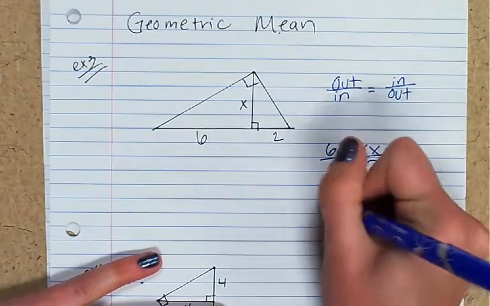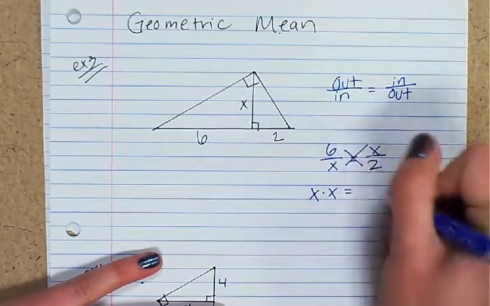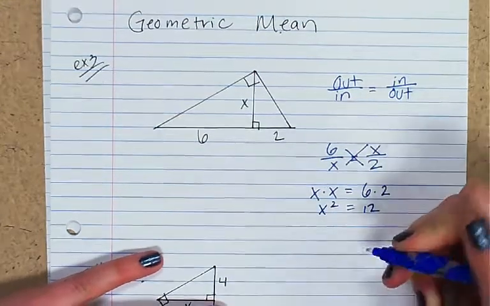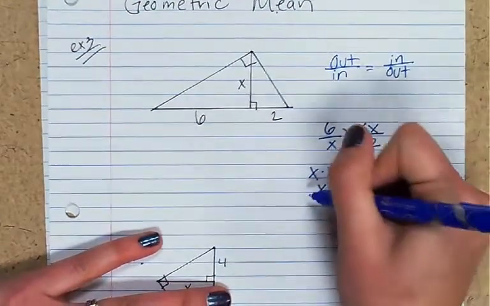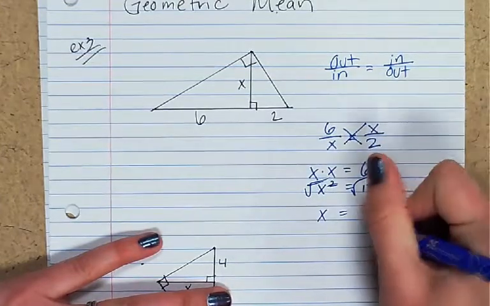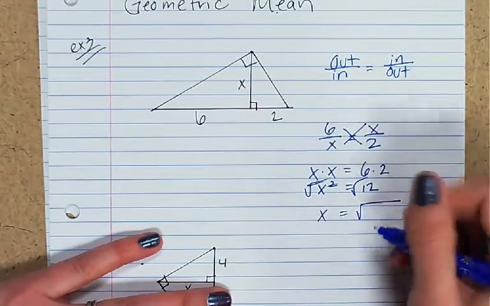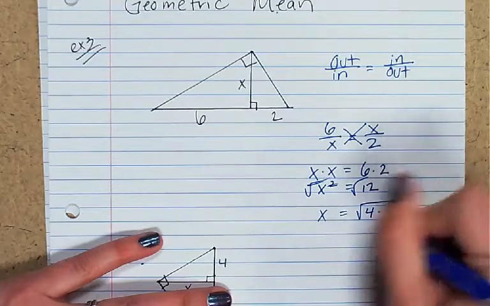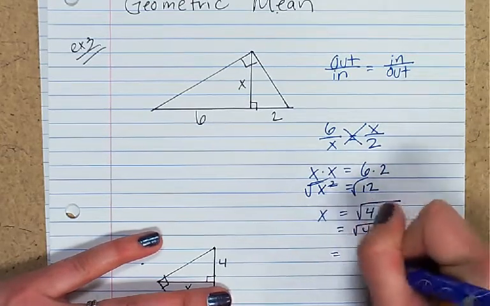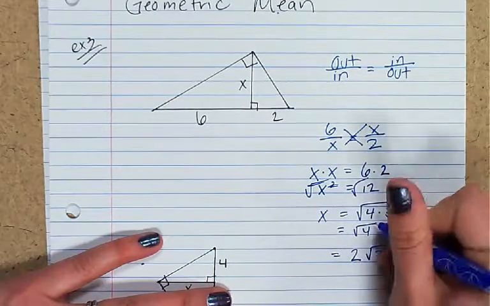If I cross multiply, then we square root both sides to get x by itself. Now for 12, there is a perfect square that goes into 12. It's 4 times 3. So I can break that up and get a final answer here of 2 root 3, because the square root of 4 is 2.